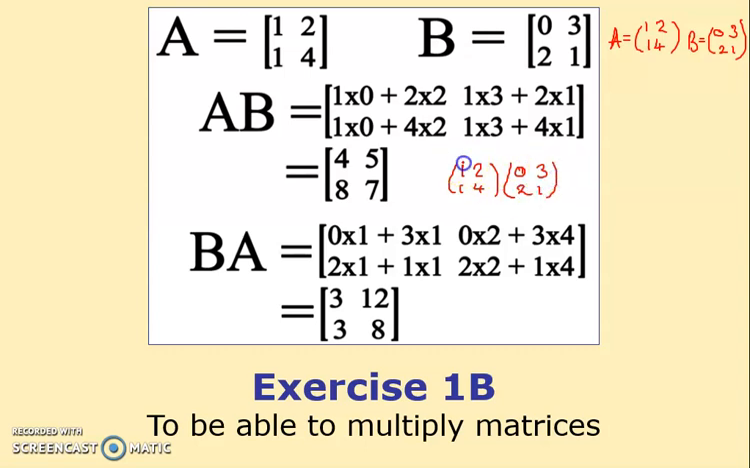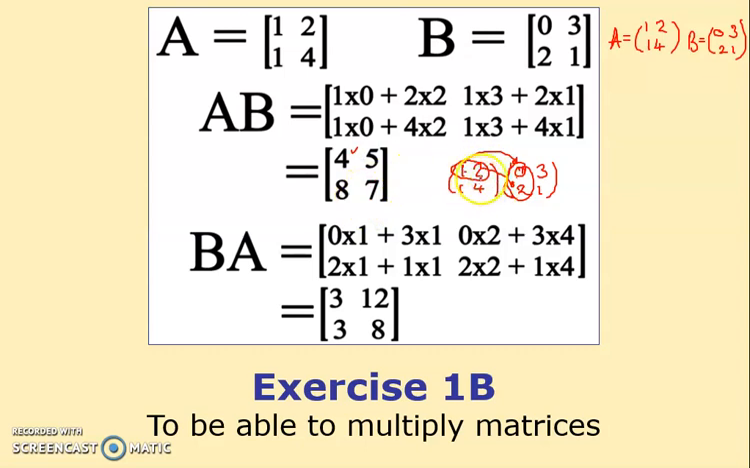Notice what I'm going to do. I'm going to take that 1 and multiply it by the 0, and then I'm going to add the 2 times the 2. Effectively, I do the top row by the first column. 1 times 0 is 0, 2 times 2 is 4, my answer is 4, and I put that 4 there.